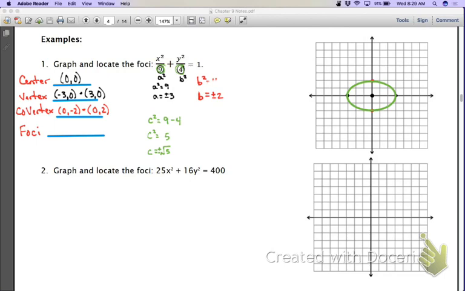So since it's a long ellipse, since it's horizontal, I'm just going to have foci of negative square root of 5, 0, and square root of 5, 0. Now, if it was vertical, then it would just be 0, negative square root of 5, and 0, square root of 5. So all these points really just say, that's about 2.2 or something close to that. So I would just have a point here and a point there. That's all that would happen.